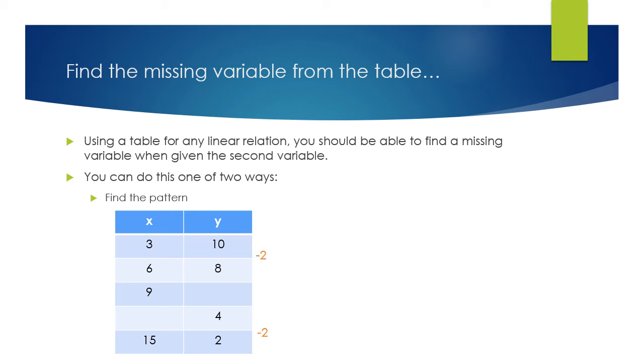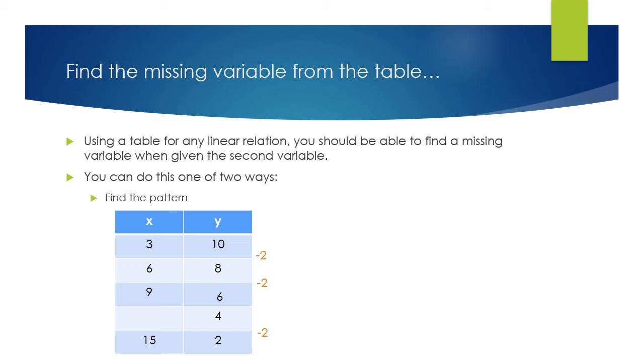So if we look at the dependent variable first, the y values, the information we're given, we're subtracting 2 each time. So to get from 10 to 8, we subtract 2. To get from 4 to 2, we subtract 2. So why don't I just keep subtracting 2 to figure out what that missing spot is? So 10 subtract 2 gives me 8. What if I do 8 subtract 2? It would give me 6. Fill in the missing spot.